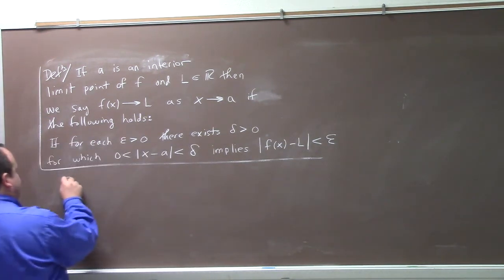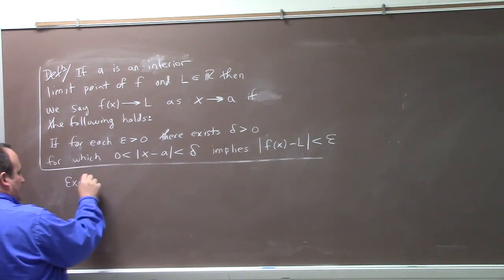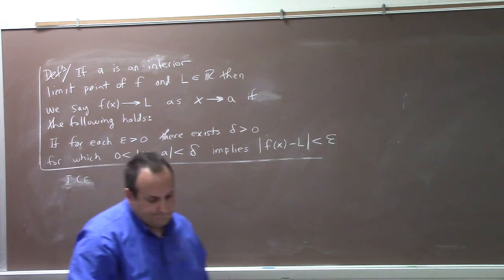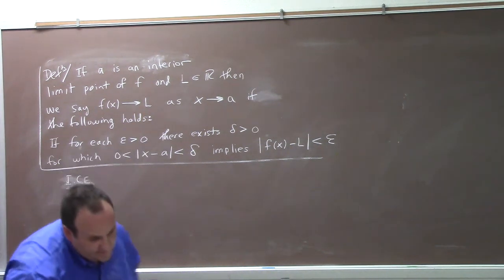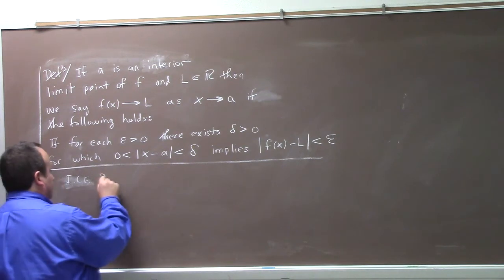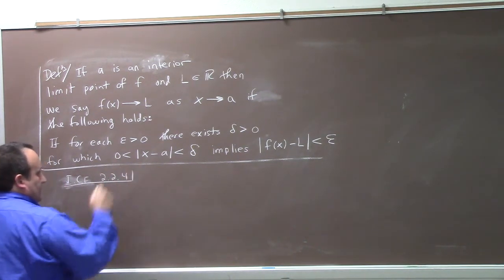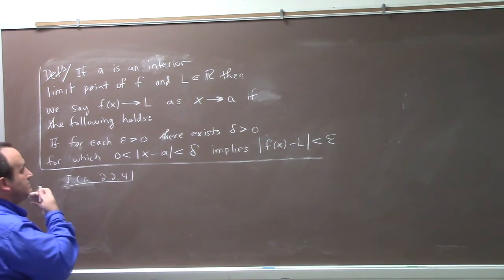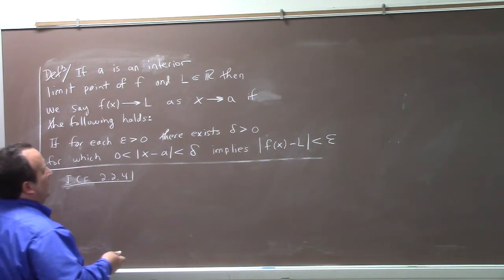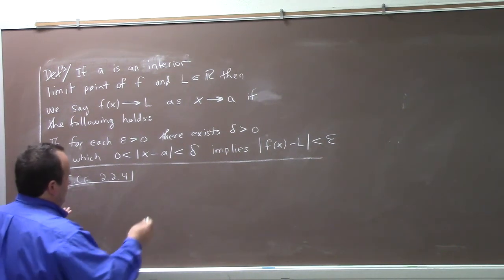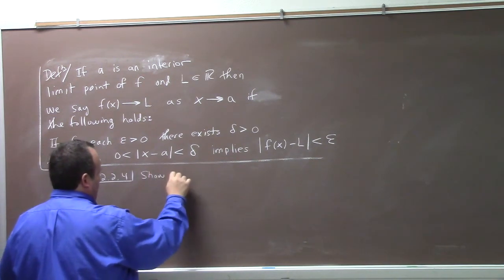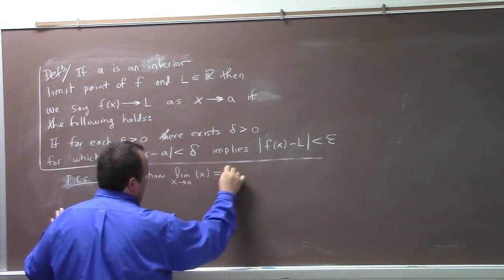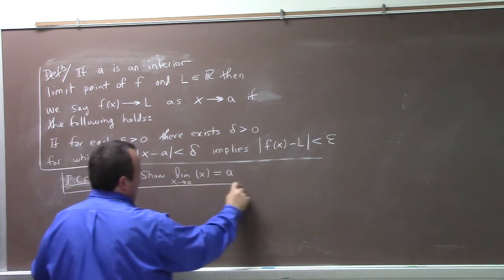So here's an example. This is in-class example 2.2.4. This is page 53. All right. Anyway. So you're supposed to show that the limit as x goes to a of x is equal to a. All right, that's the task at hand here.